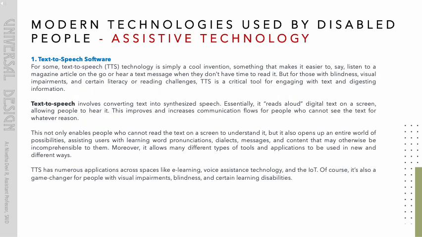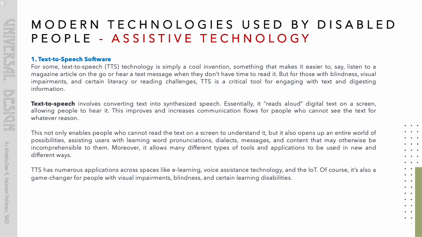1. Text-to-speech software. For some, text-to-speech (TTS) technology is simply a cool invention, something that makes it easier to, say, listen to a magazine article on the go or hear a text message when they don't have time to read it. But for those with blindness, visual impairments, and certain literacy or reading challenges, TTS is a critical tool for engaging with text and digesting information.